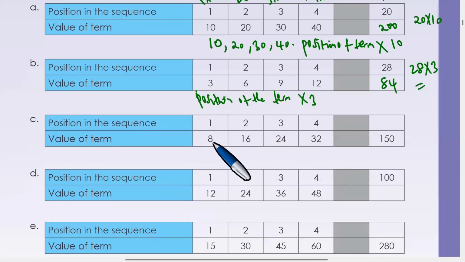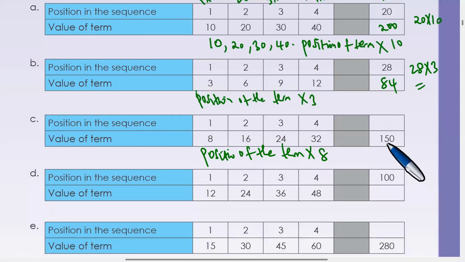Times 8. Position of the term times 8. Position 2 times 8 is 16. Position 3 times 8 is 24. Position 4 times 8 is 32. So it's position of the term times 8. This is times 8 everything. So here it is times 8 to give 150.